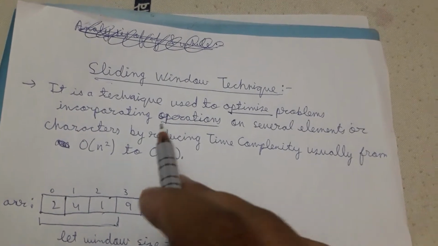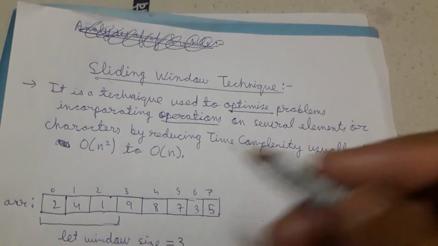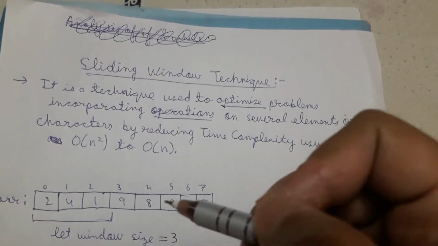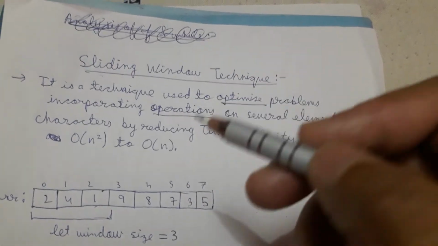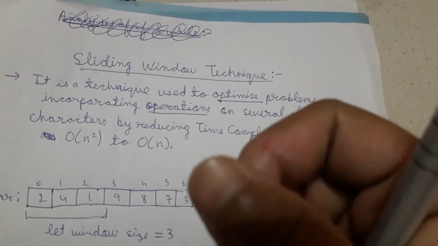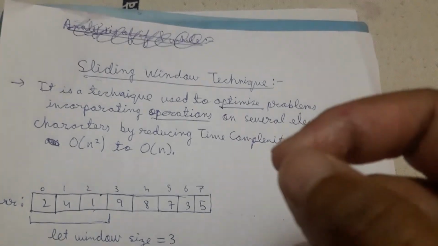The primary use of such a technique is that it reduces time complexity from O(n) square to O(n). The time complexity of O(n) square primarily occurs because most people would use a naive approach to solve some problems related to arrays. For example, maybe you are asked to find the maximum sum of all possible subarrays. I will take an example and show.